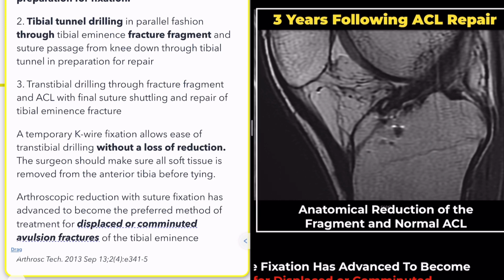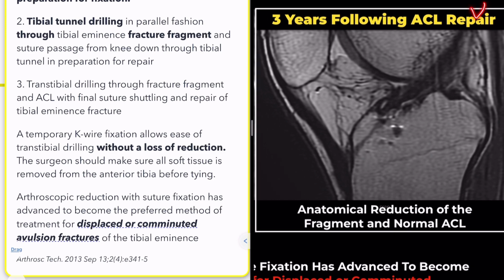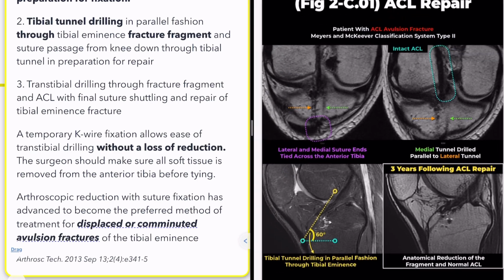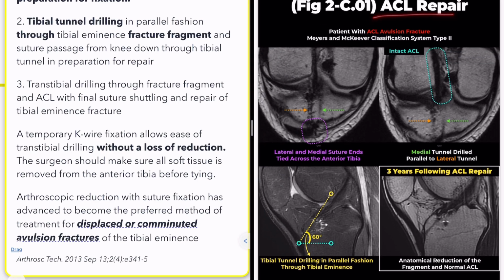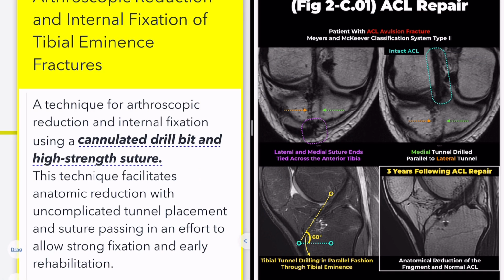Finally, this image represents the ACL 3 years post-repair, showing a normal ACL and visible tibial tunnel. In conclusion, arthroscopic reduction with suture fixation has advanced to become the preferred method of treatment for displaced or comminuted avulsion fractures of the tibial eminence.